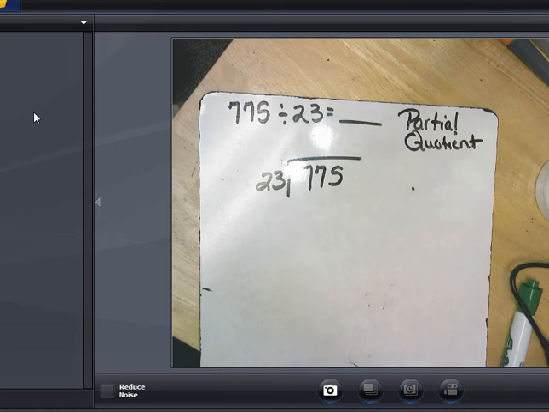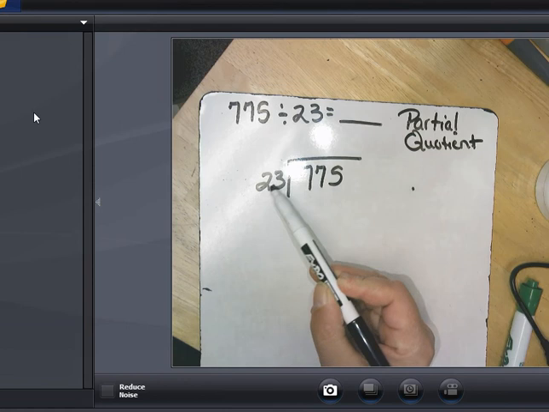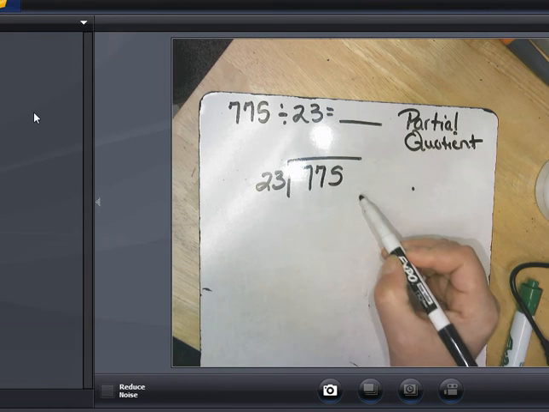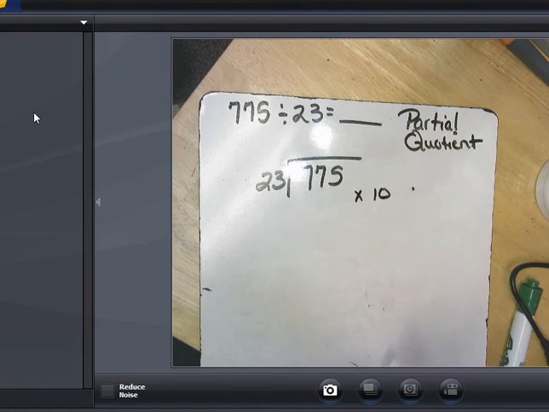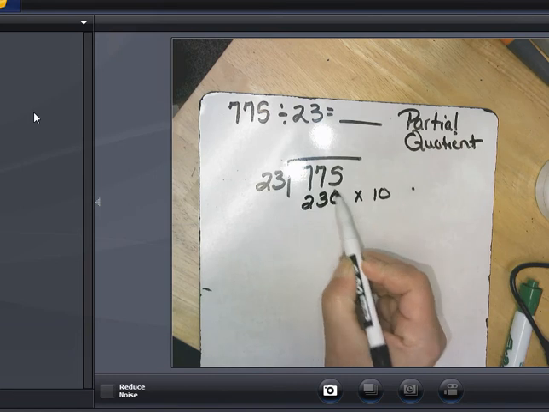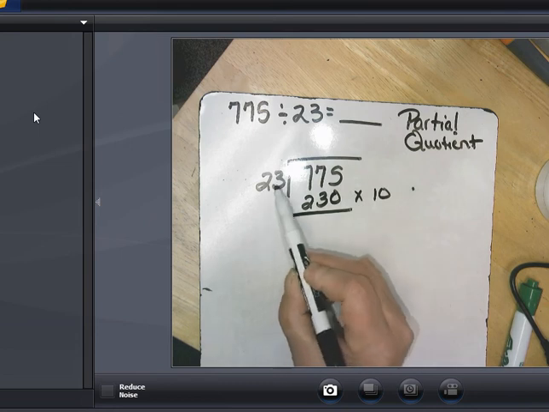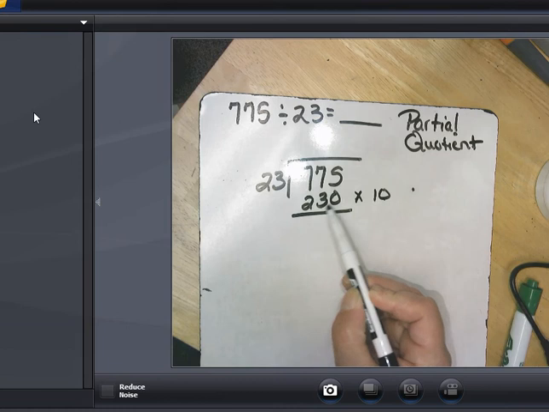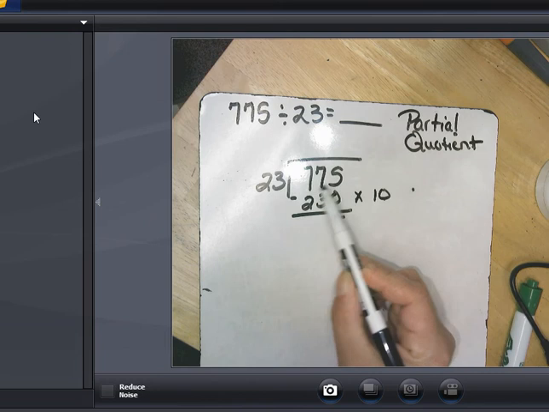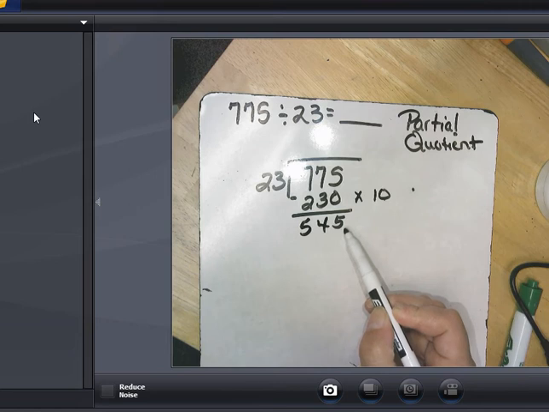So the way we're going to do this time with partial quotients is we're going to ask ourselves, 23 times what will go into 775? So I'm going to take it times 10 because I know that one's an easy one. I know my times 10, and that will get me closer. So just like I've done before with division, 23 times 10 equals 230. So then I have to subtract. Because I had 775, I used 230. I now have 545. Well, I can do this all over again.